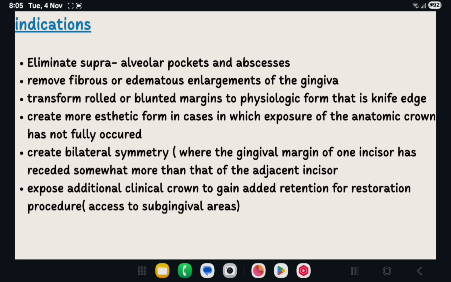It creates bilateral symmetry where the gingival margin of one incisor has receded somewhat more than that of the adjacent incisor. It is also indicated to expose additional clinical crown to gain added retention for restorative procedures which extend to the subgingival area.